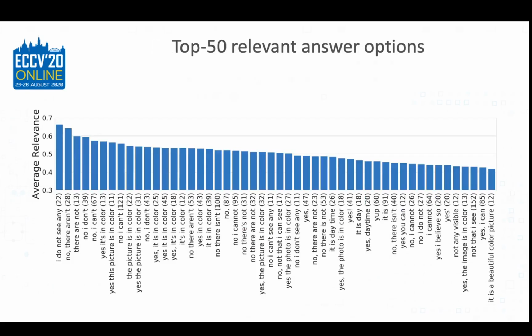The following plot of the top 50 relevant answers also shows us that most of the relevant answers have a bias to binary answers such as yes, no, no I don't, etc., and a bias towards safe, uninformative answers such as I do not see any, etc.